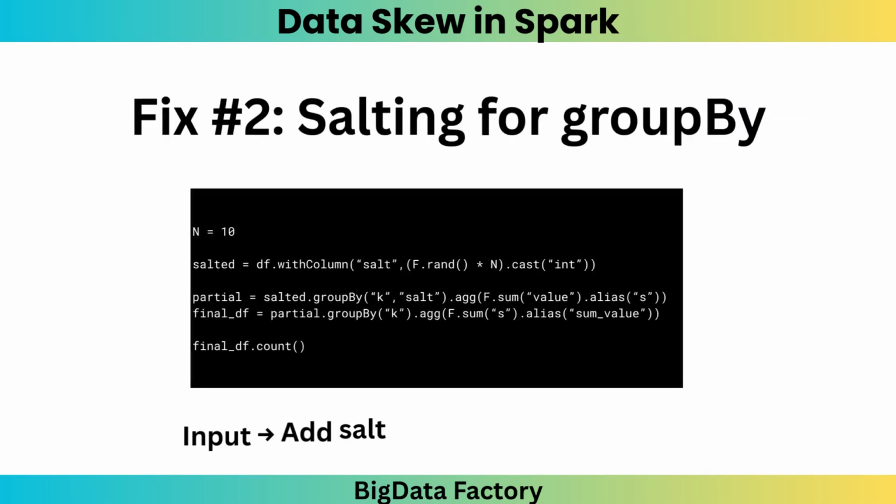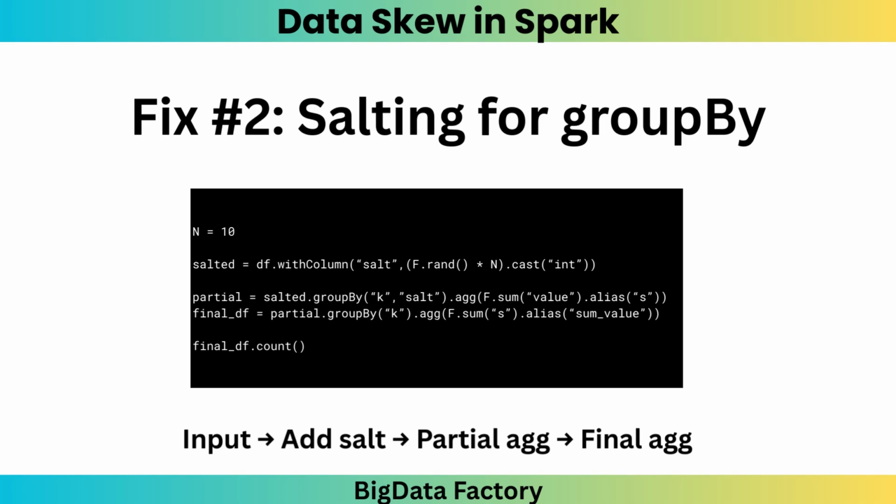And we come to fix 2, salting. First, salting especially for skewed aggregations like group by. The idea is add a random salt, aggregate in two steps, combine the partial results. This splits the hot key into multiple smaller pieces temporarily, so Spark can process it in parallel. This pattern is super common in production because it's predictable and it works. If your job was stuck at 95% because one key was massive, salting gives that key multiple checkout counters.